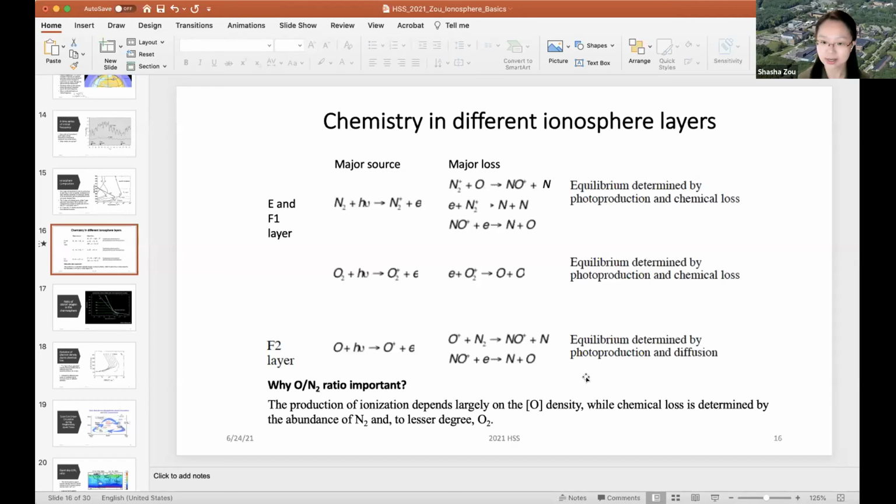Okay, so now I'm going back to the lecture slides. For some of you, if this is the first time seeing some of the ionosphere chemical reactions, don't worry. Take your time after the lectures to look at the slides and digest them. So it will become more clear.